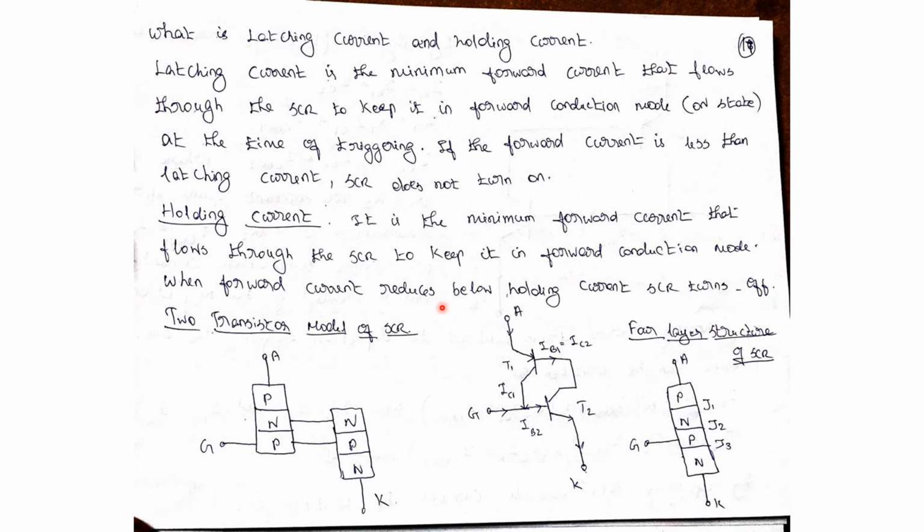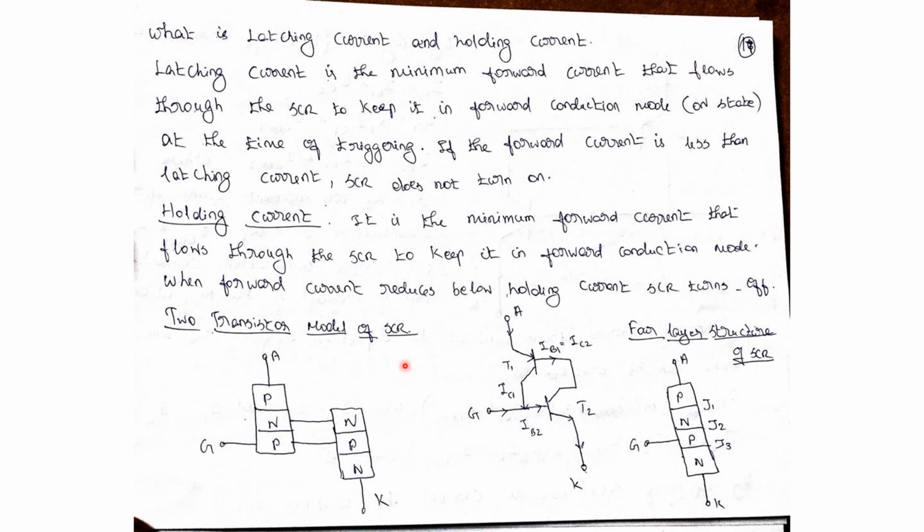Holding current is the minimum forward current that flows through the SCR to keep it in the forward conduction mode. When forward current reduces below the holding current, then SCR will be turned off.